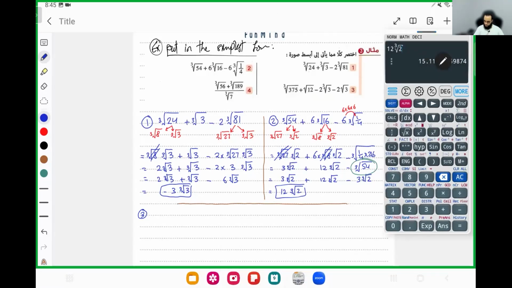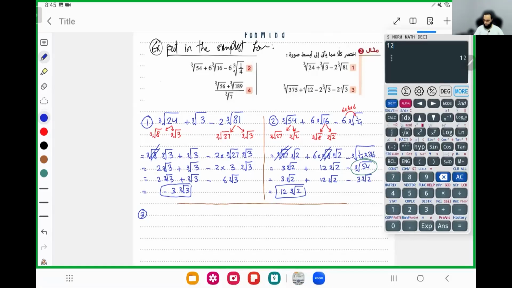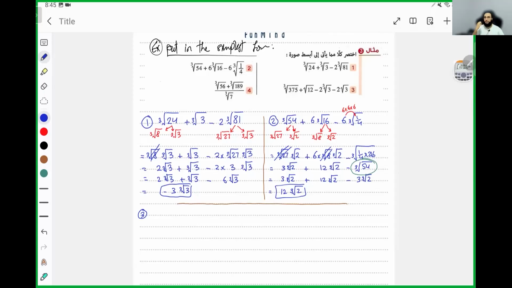So this decimal looks like 12 cubic root 2. If you wrote 12 cubic root 2 on the calculator, you will get the same decimal. So you are correct. Okay? And this question, we cannot do it with the calculator only. We have to do it by our mind. With the cubic roots, you have to work with your mind. With the square roots, you can do it with the calculator, but the cubic roots, you cannot. If you want to get the answer correctly, do it by your mind and check your answer by the calculator.